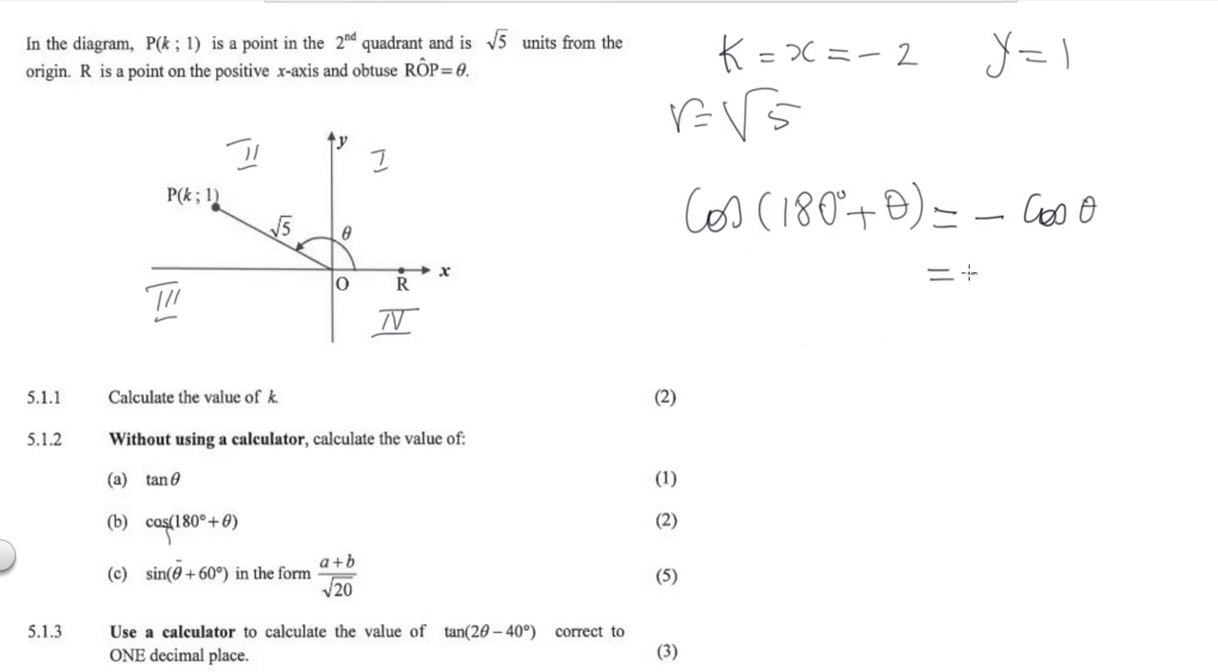Now, cos, what is the x value? Cos is what? x over r. What is our x? It's minus 2. And the r is the square root of 5. So this will give you positive 2 over square root 5.